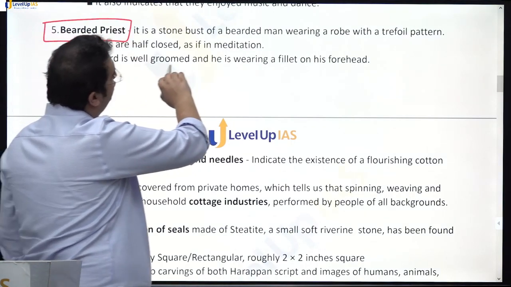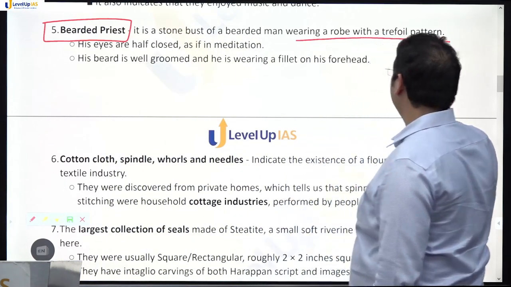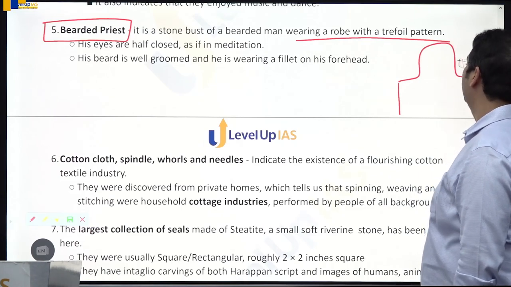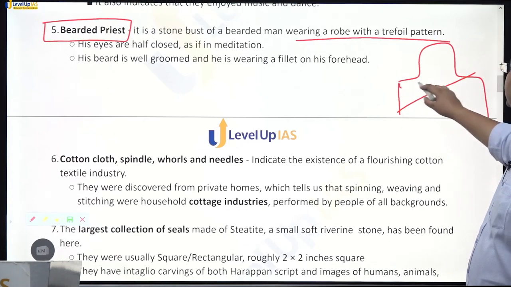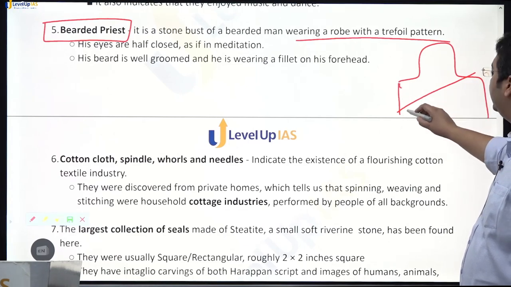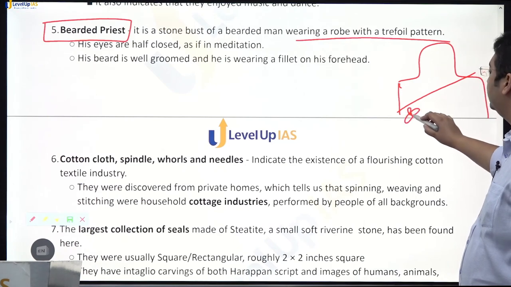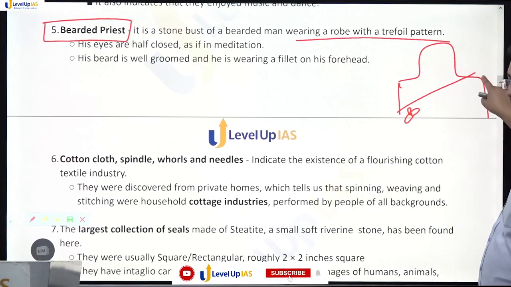Right, it is a stone bust of a bearded man wearing a robe with a trefoil pattern. So, aap log ne ho sakta hai ki iska image dekha ho, that he is wearing a robe, one of his shoulders is bare, the other is covered with this robe, and it is an embroidered robe. Right, so is tarah ka pattern bana hua hai. Trefoil means three leaves wala pattern. So, aise is tarah se bana hua hai.